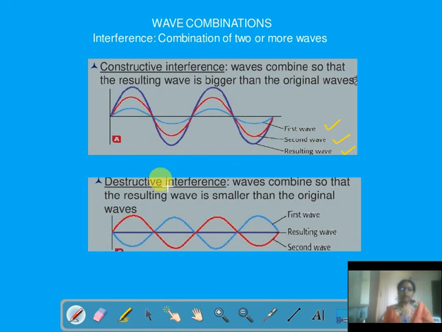And in the destructive interference, what is happening? You see, this sky one is the first wave, and this red one is the second wave, and when they combine destructively, you see the resulting wave, which has decreased in amplitude. So these are the two things we have to remember while forming constructive interference and destructive interference.